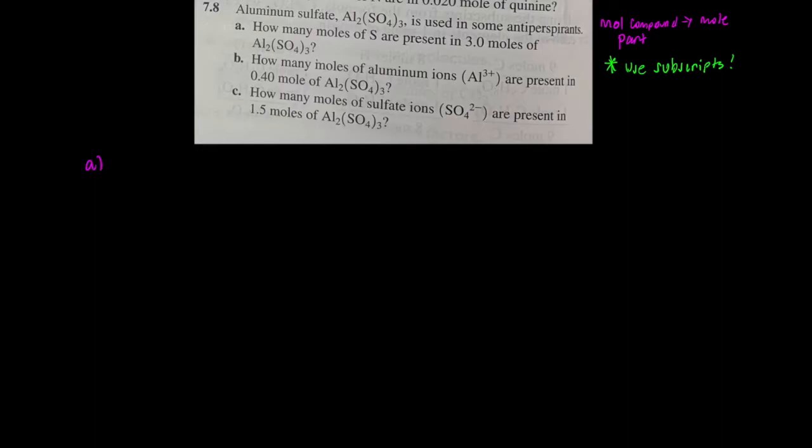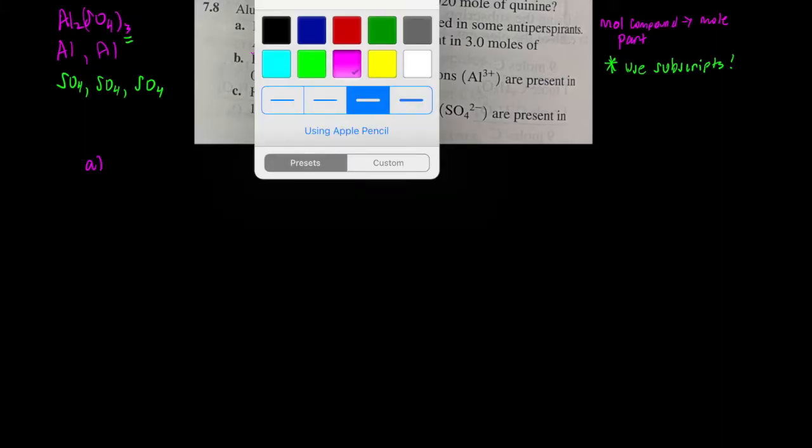For part A, we are interested in two things: this full chemical formula and then sulfur. Okay, sulfur. So let's analyze aluminum sulfate. Al2(SO4)3 means you have two aluminums and you have three sulfates. There's a 3 here, which tells you that you have a sulfate, and a sulfate.